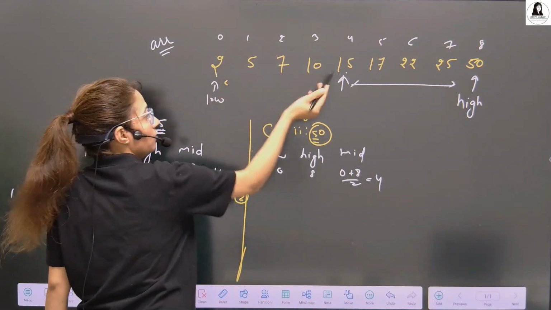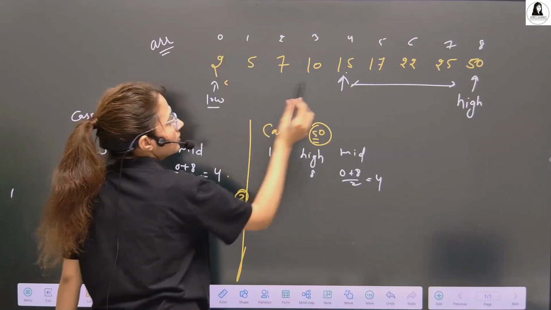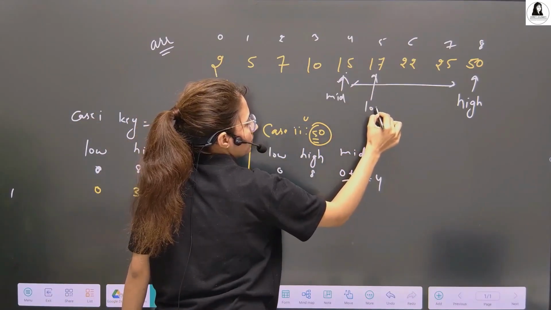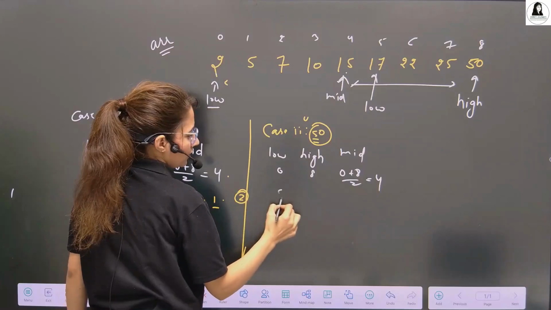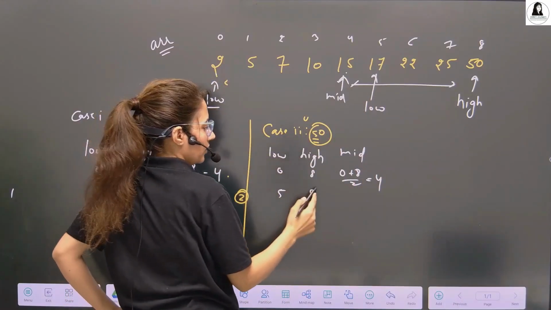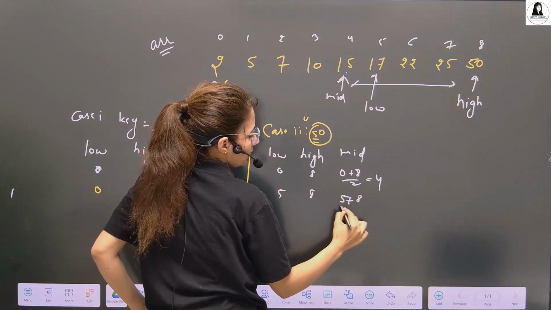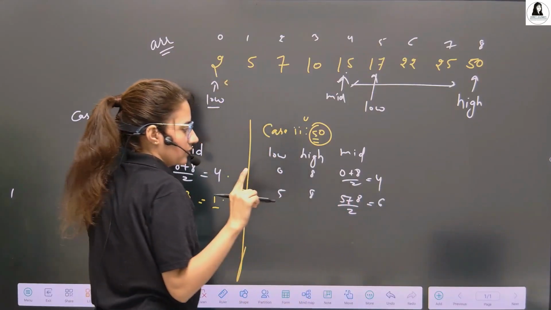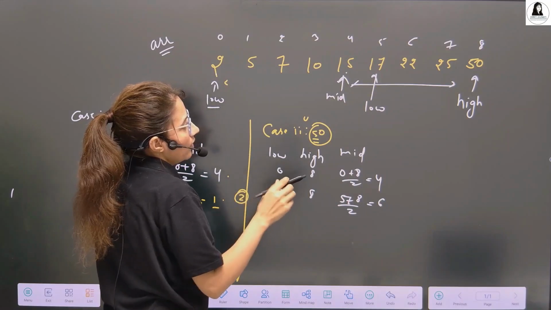So you have to modify low now. Low becomes mid plus 1. Now low is here. Low is 4 plus 1, that is 5, and high would be as it is, 8. Now again find out mid. 5 plus 8 divided by 2, it would be 6, right? Now our mid is here.